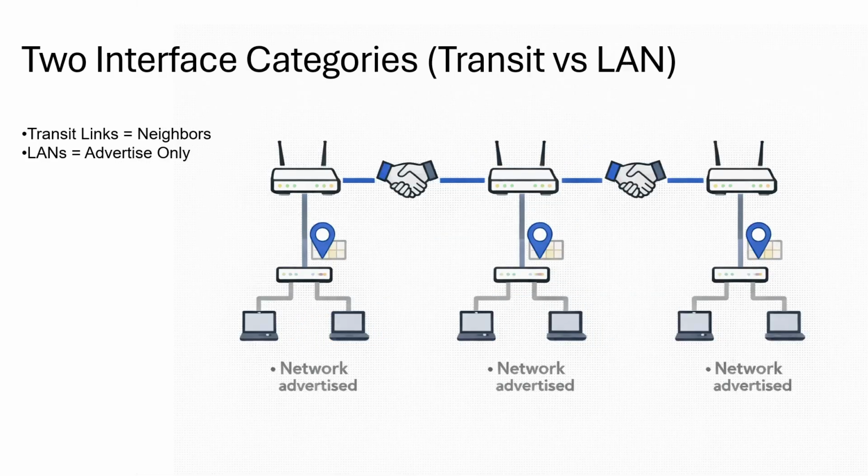Now here's the practical mindset. In a typical single area design, you have two categories. Router-to-router links, which are transit links. These should participate in OSPF, because you want routers to form neighbors and you want them to exchange routes. And then you have LAN interfaces toward end devices. These often still need to be advertised, so the rest of the network can reach them. But you usually don't want neighbor formation with random devices, and that leads directly into passive interface.